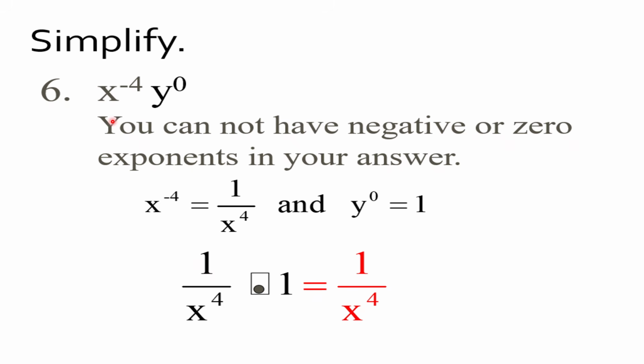Now, this is another example: x raised to negative 4, y raised to 0. You cannot have negative or zero exponents in your answer. So x raised to negative 4 would be 1 over x to the 4th, so it becomes positive. And y raised to 0 becomes 1. So we have 1 over x to the 4th times 1, which is 1 over x to the power of 4.